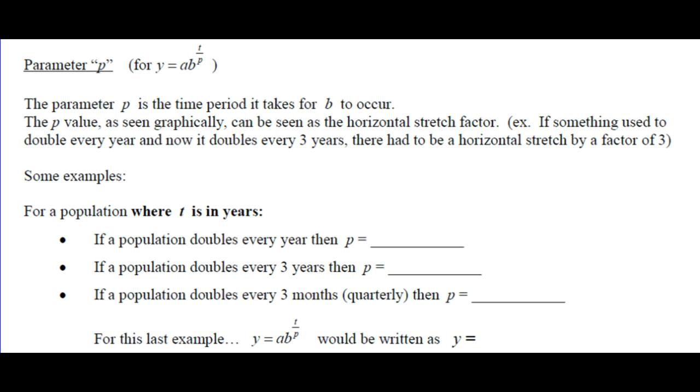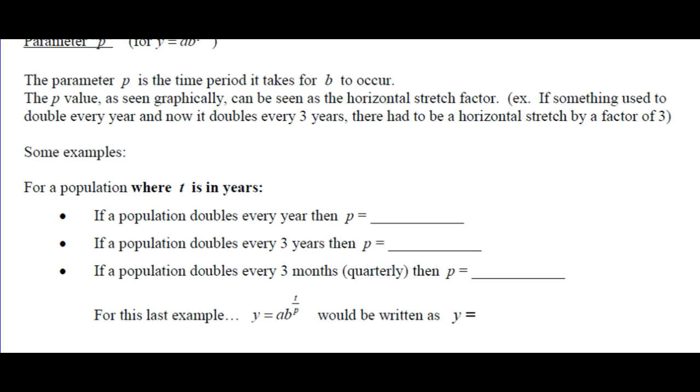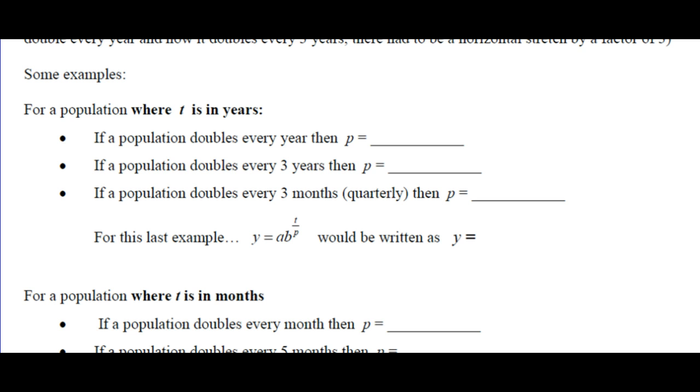Some examples. For a population where t is in years, if the population doubles every year, what's p? 1. If it doubles every 3 years, p is... If it doubles every 3 months, okay, so if it doubles quarterly, then what's p going to be? 0.25, or 1 quarter. And basically what that means is you're going to quadruple your value, right?